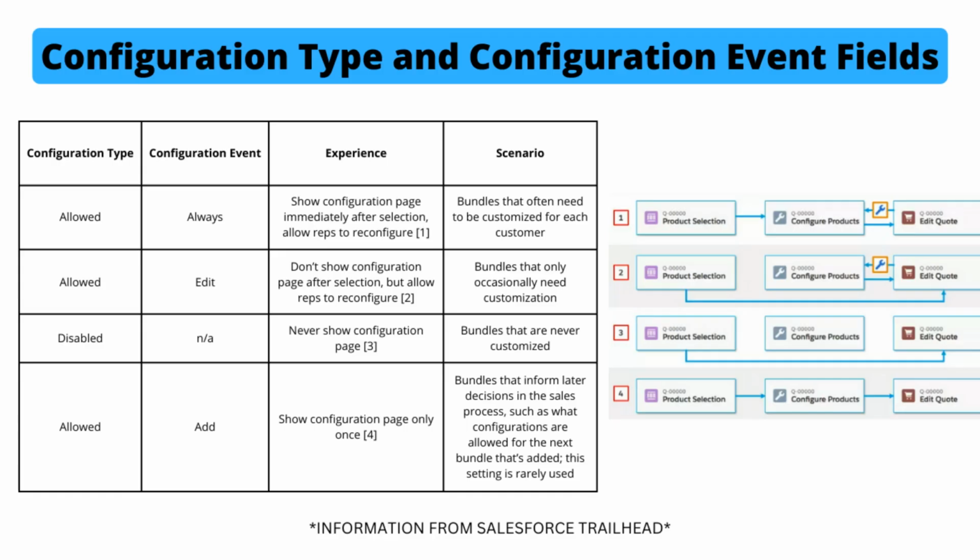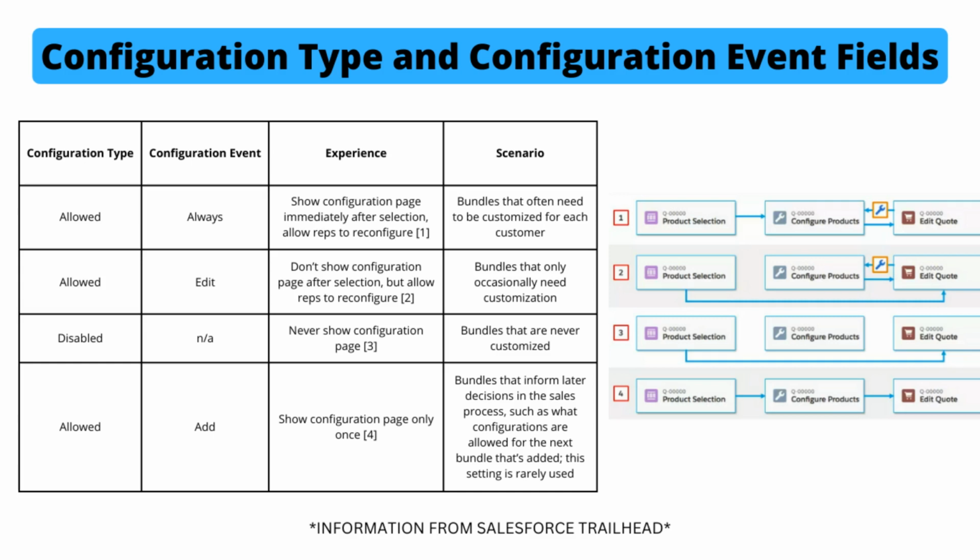I've created this slide with information I found on a Trailhead module called Configurable Bundles in Salesforce CPQ. I highly recommend that you go through that module at some point in your studies if you haven't already, and I'll link it in the description below. As you can see, this table breaks down the various combinations of configuration type and configuration event, and also outlines what the user experience would be like for sales reps if they selected a product with one of these combinations. To the right of the table, there's a diagram that aligns with each of the rows to help you better visualize each combination.